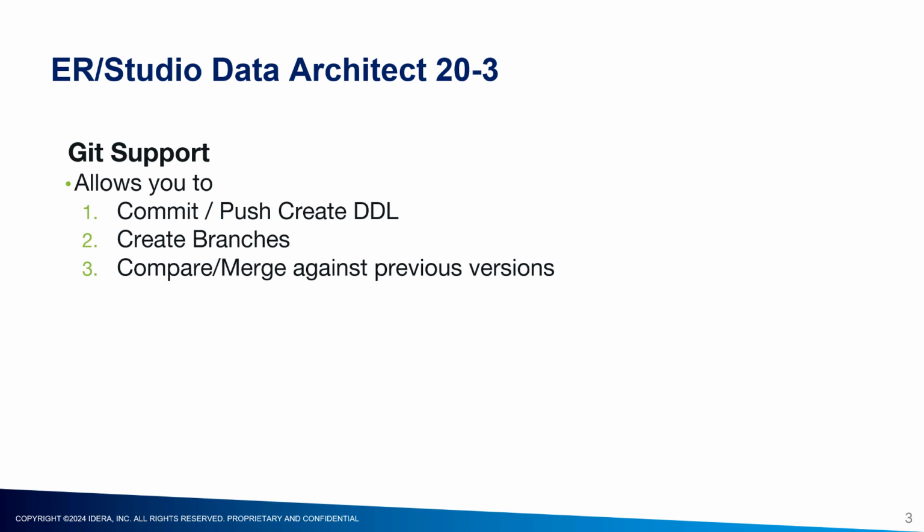Okay, so in summary, our integration between Data Architect and Git allows you to commit and push create DDL, you can create branches, and then you can compare and merge your model against previous versions of a create DDL to then create alter scripts that take you between the versions.